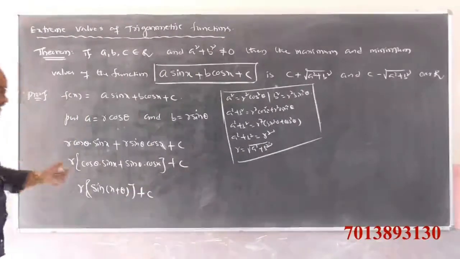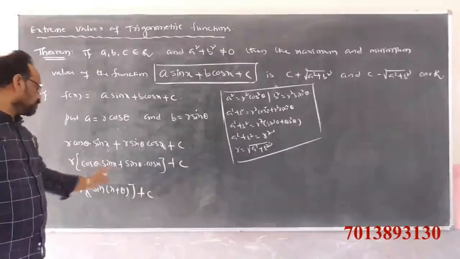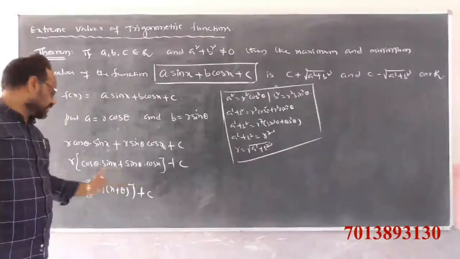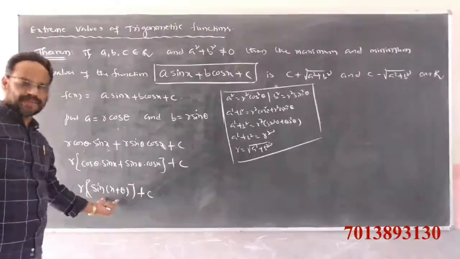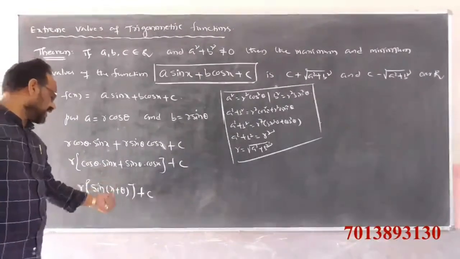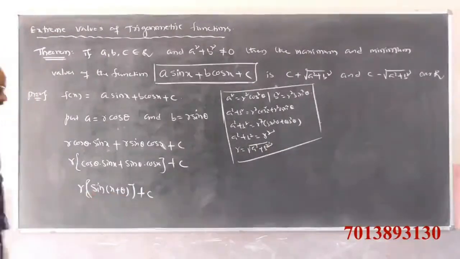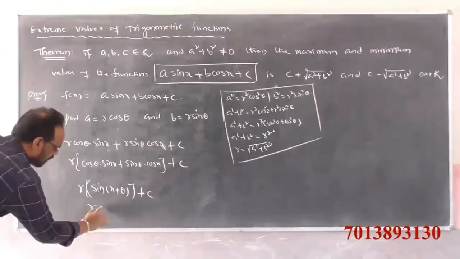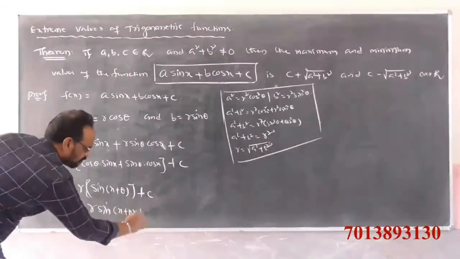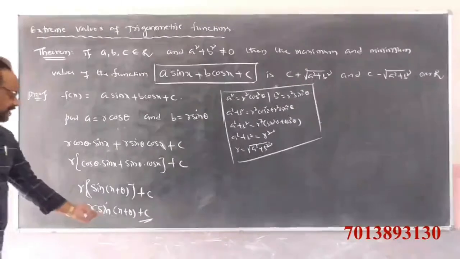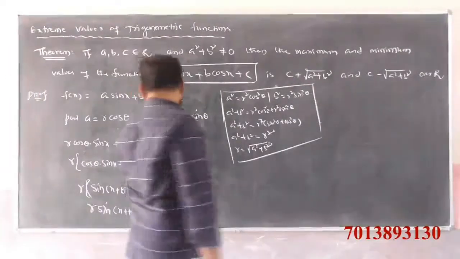Observe here, it is in the form of sin A cos B plus cos A sin B. Sin A cos B plus cos A sin B is nothing but sin(A plus B). Sin(A plus B) means sin(x plus theta). So already we know that the function is R sin(x plus theta) plus C. What are the extreme values of sin theta?